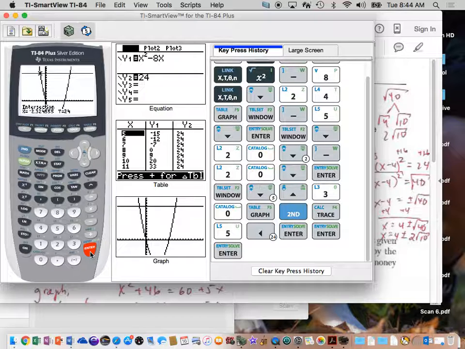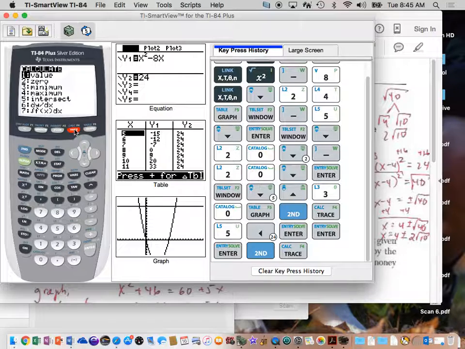Now, let's write this number down. X is equal to -2.324. So we could just put it down. Somebody write that down. X equals -2.324. Okay? Now let's go over here and let's do it again. Ready?